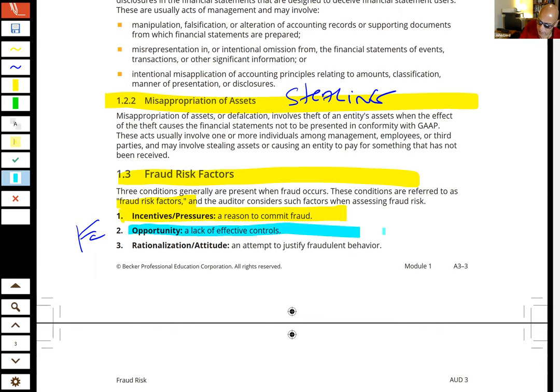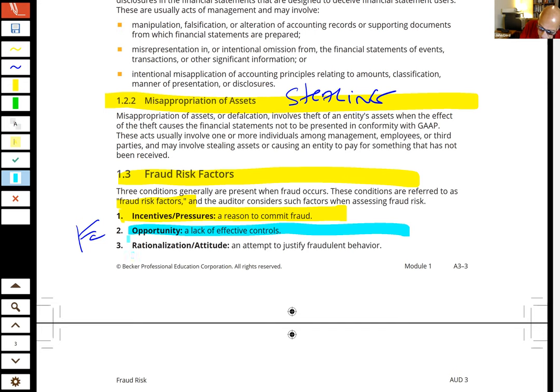Opportunity is a lack of effective internal controls. This often will lead to what? Misappropriation of assets. Gee, they're not really periodically counting up the computer equipment that they have given to their employees and reconciling that to the physical records. So let me steal this computer because they've lost track of it, right?